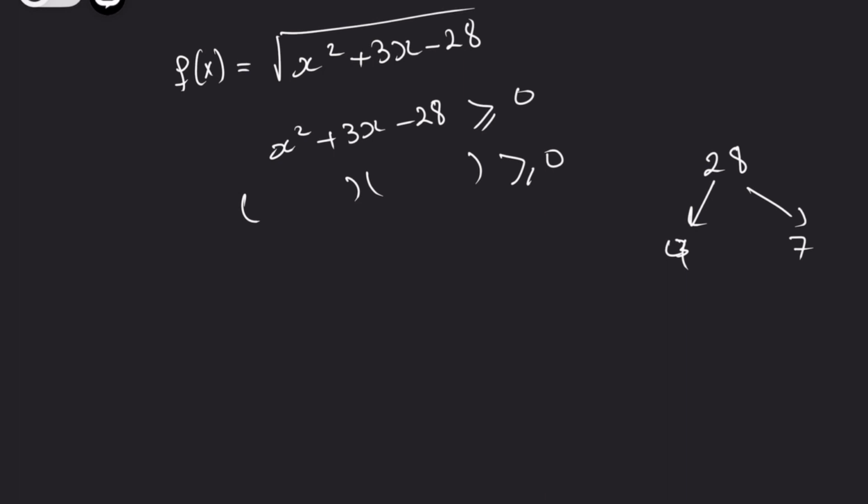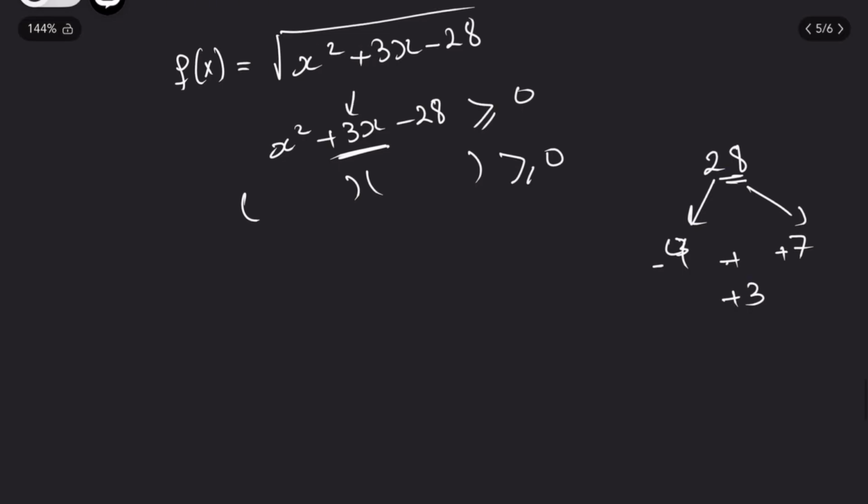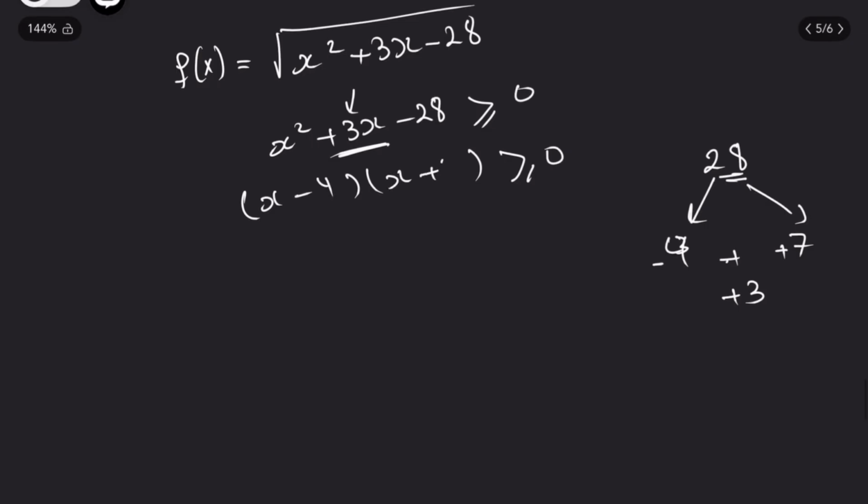4 multiplied by 7 is going to give me 28. But I need the difference between them to be 3. So I'm going to put plus 7 and minus 4. So the addition between them is what? Plus 3. And the number here is plus 3. So it will be (x minus 4)(x plus 7).